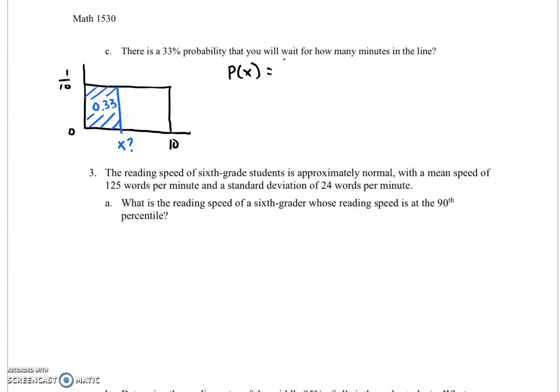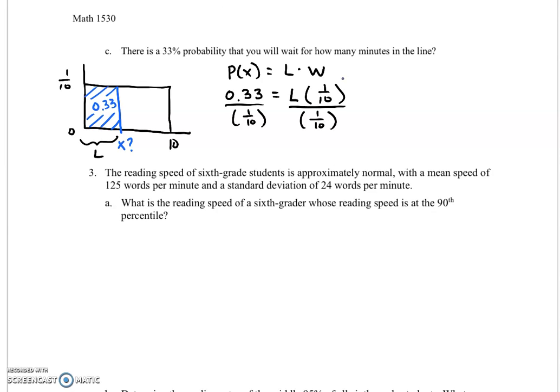So the probability is length times width. We know the probability is 0.33. We don't know the length. Remember, this is the length. But we do know the width is 1/10. So if we divide both sides by 1/10, being careful to put the 1/10 in parentheses so the calculator doesn't give us a crazy answer, we end up with 3.3 minutes for our length.